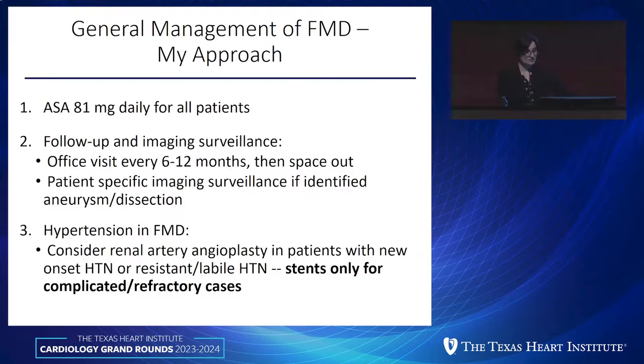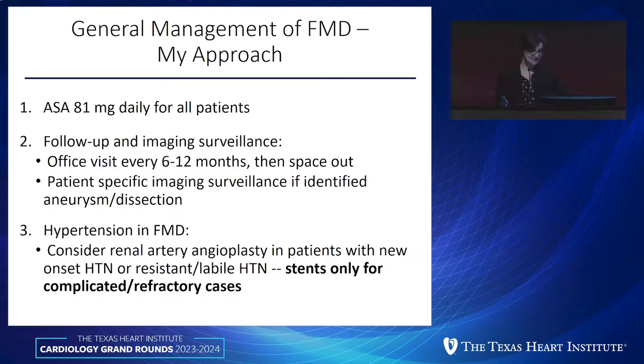And then in terms of general management overall, all patients with FMD, regardless of aneurysm or dissection, get put on aspirin 81 milligrams a day. I follow them up initially every 6 months for the first year, and then I go annual, and then if they're really doing well, every 2 years after that. I used to get imaging every time I saw them with ultrasound. I've moved away from that, and I'll show you some data to support that, unless there's something going on clinically that makes me think I need to look again.